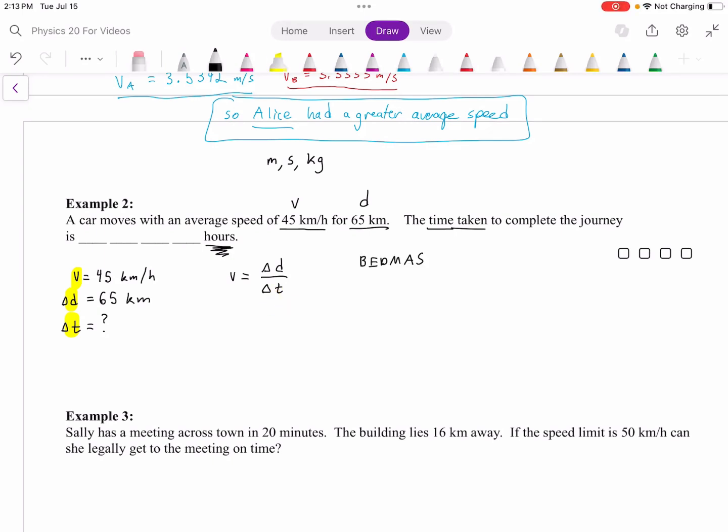Okay, but we want to find time, and currently this equation is not set up with time isolated, right? Speed is the one that's by itself isolated. So that would be quick and easy to put in our numbers if we knew D and T and wanted V. In this case, we're going to have to rearrange or manipulate the equation. But that's okay, we know how to do that, right?